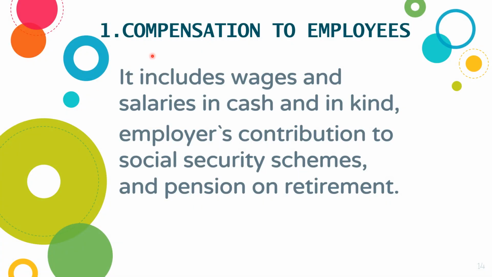The first component of factor incomes is compensation to employees. What does it include? It includes wages and salaries in cash and in kind, employers' contribution to social security schemes, and pension on retirement. Examples of employers' contribution to social security schemes could be the government provident fund or the public provident fund.